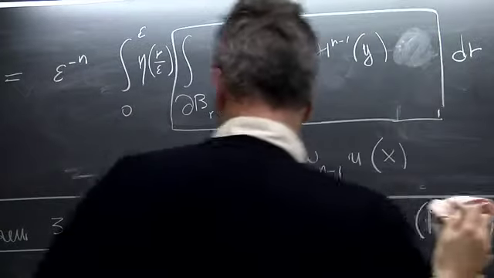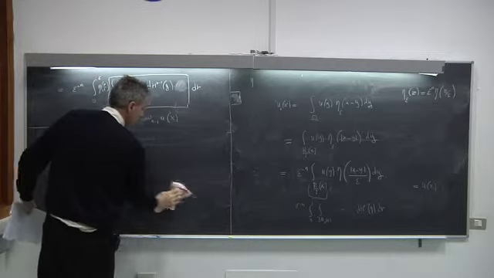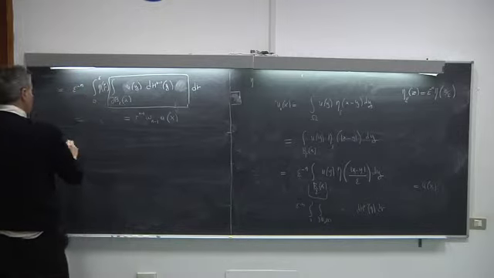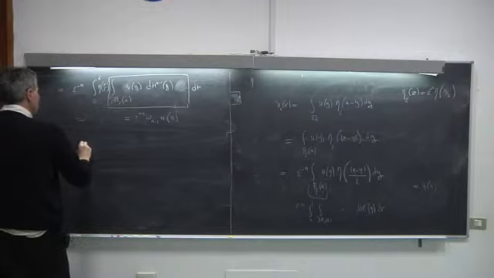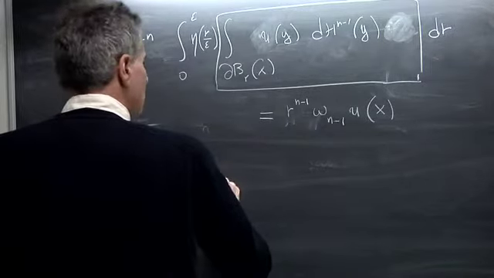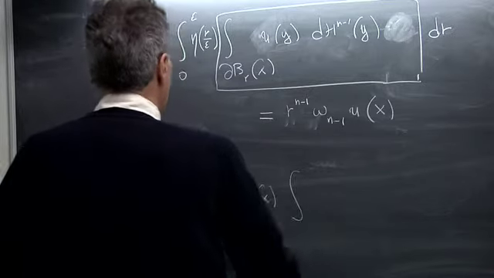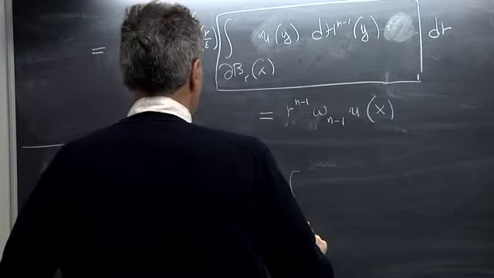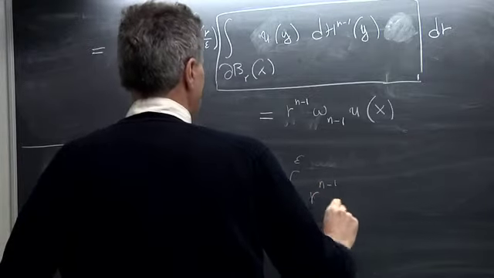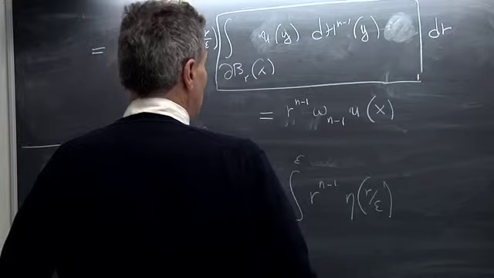So now I can substitute, and therefore what do I have? Let me go maybe here. I use now the mean value property in the surface version. u is continuous by assumption, so I find epsilon to the minus n, omega n minus 1, epsilon to the minus n, u of x, the integral from 0 to epsilon of r to the n minus 1, eta of r over epsilon, dr.